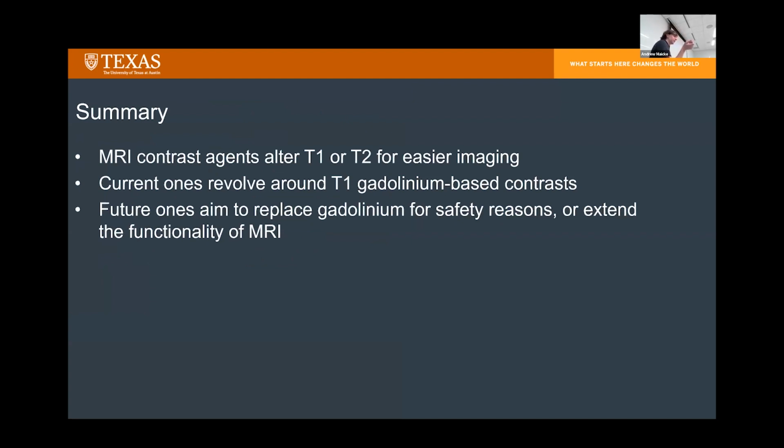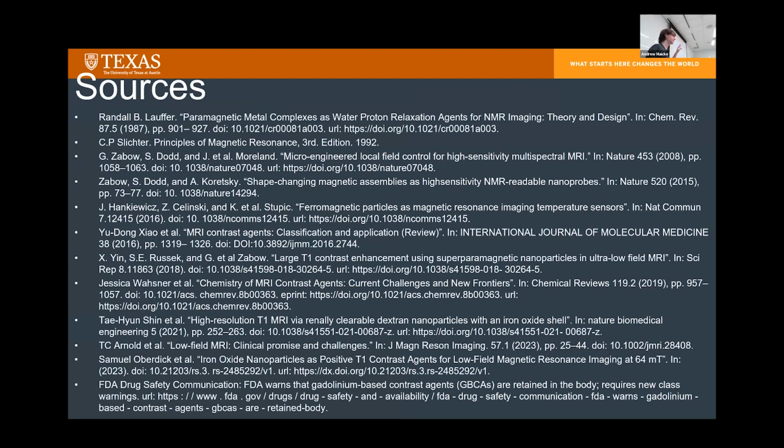So yeah, as a quick summary, MRI contrast agents alter T1 or T2 for easier imaging. Current contrast agents revolve around T1 based gadolinium based contrasts, and then future things that people aim to do are replace gadolinium, get better resolution, lower fields, or just do something new entirely. And here are the sources. These are all of the sources that made it into the paper. I didn't talk about all of these, but they're all out there.